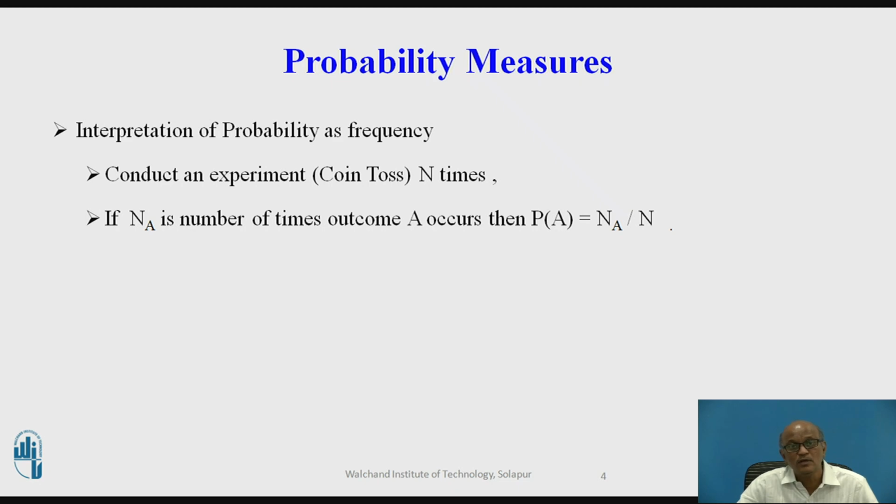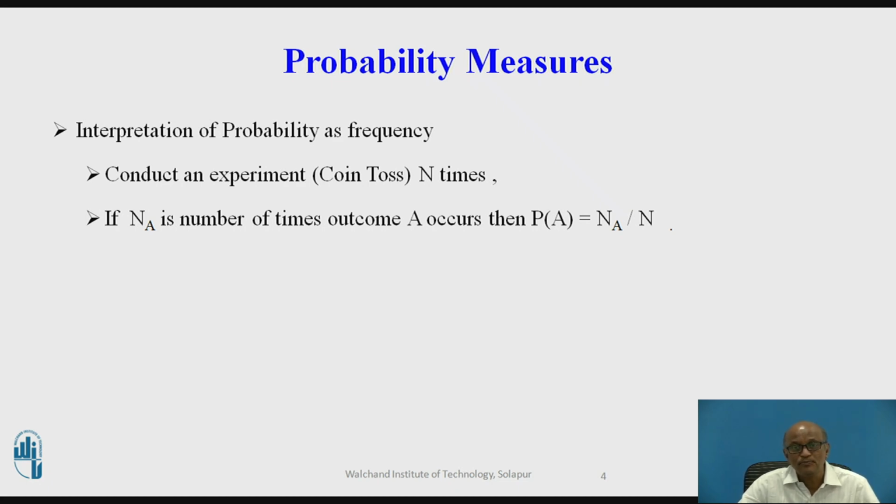Let us denote the number of times heads occurs by n(A), and n is the entire count, 10,000. Corresponding to heads occurring, the probability of heads can be defined as n(A) divided by n.